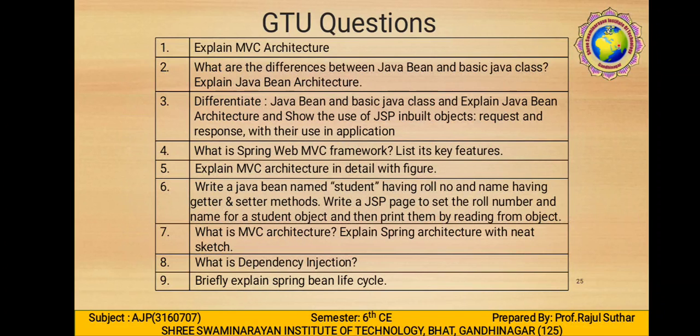Write a JSP page to set roll number and name for a student object and then print them by reading from the object. What is MVC architecture? Explain Spring architecture with a neat sketch. So this is the most important question, MVC architecture and Spring Web MVC architecture. And the last 3 marks questions: what is dependency injection? Explain the Spring Bean life cycle. So 3 to 4 questions are most important related to this chapter.